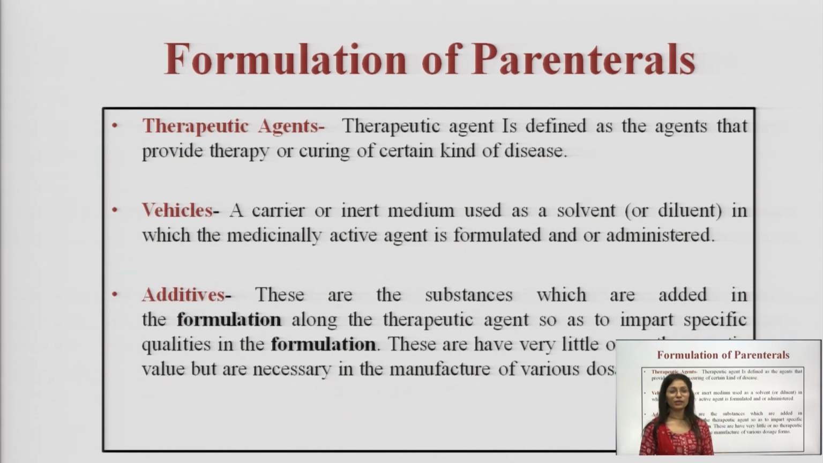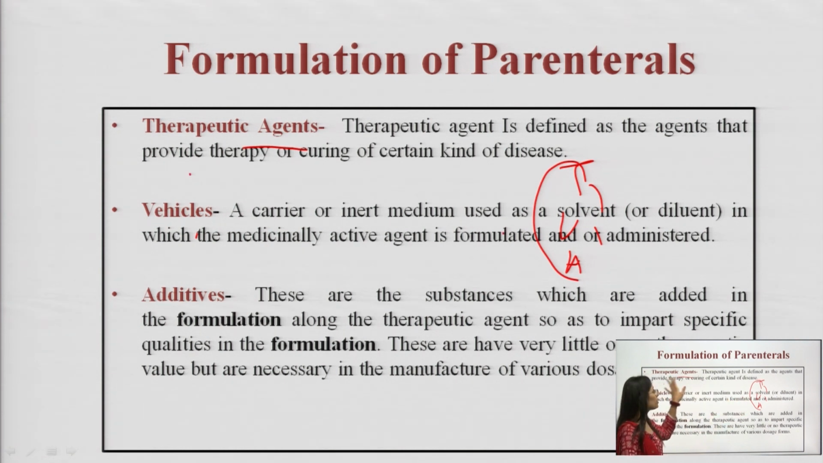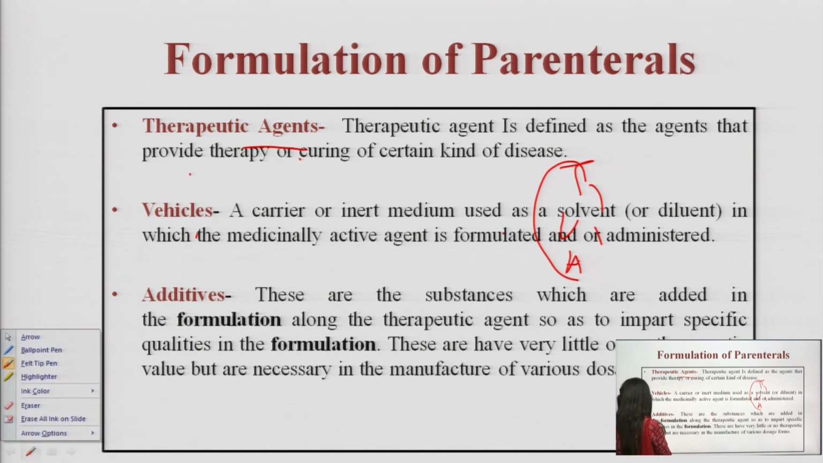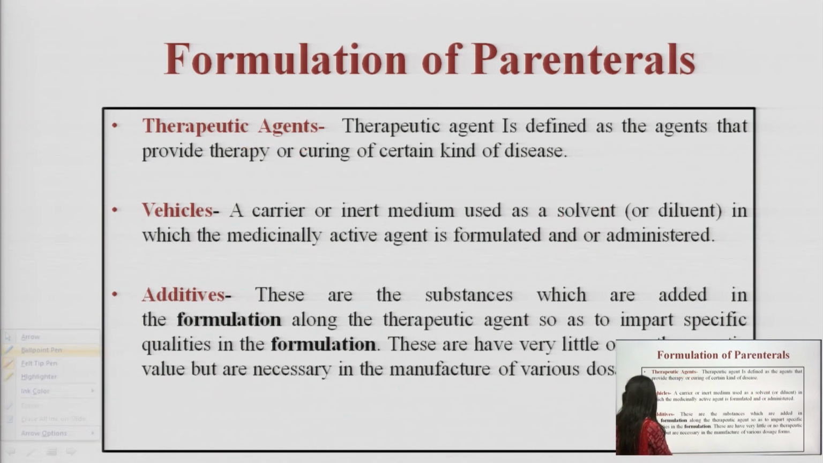Number one, therapeutic agents, meaning those that have some therapeutic effect. Then vehicles and additives. So we can learn it by therapeutic effect, vehicles and additives, TVA. We can learn it by that. Therapeutic agents are defined as the agents that provide therapy. If we dissociate this word, we are providing therapy for a certain kind of disease.